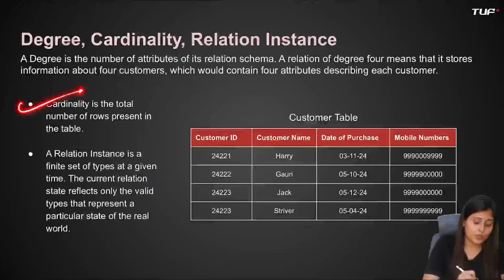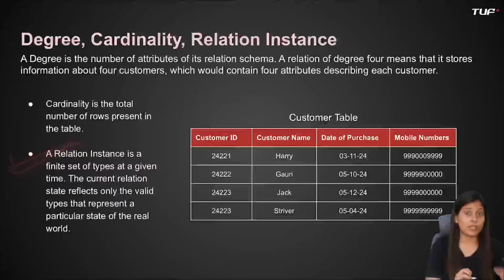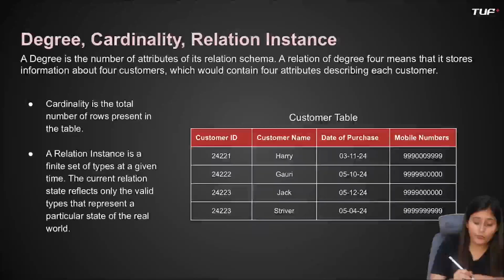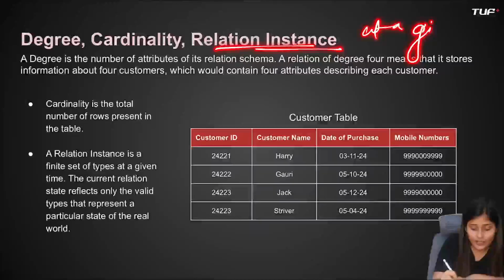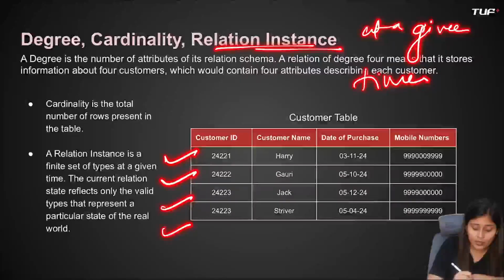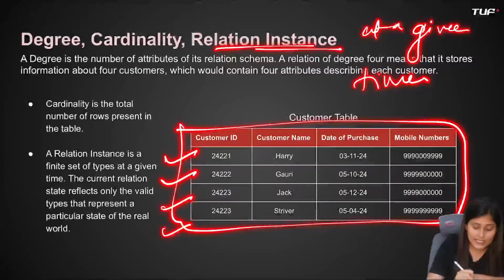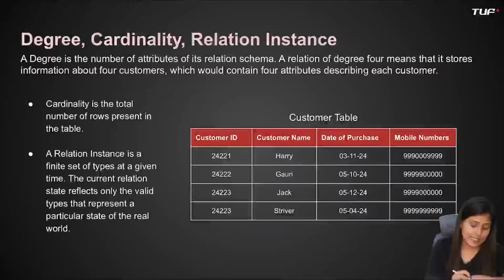So cardinality is the total number of rows present in the table, and a relation instance is something different. It is a finite set of tuples at a given time. So at a particular instance means at a given time, whatever the data inside the table you can see is called the relation instance. So it is a finite set of tuples at a given time.